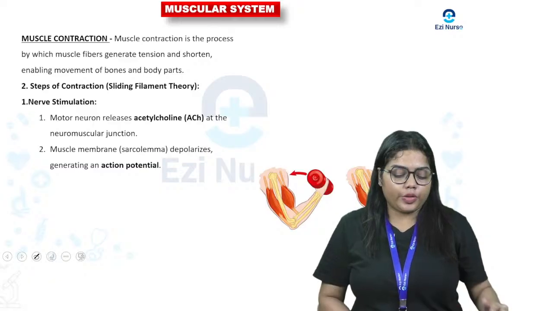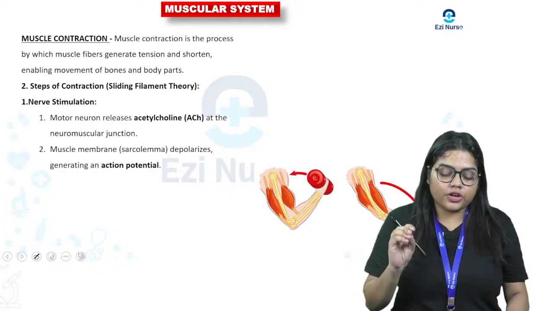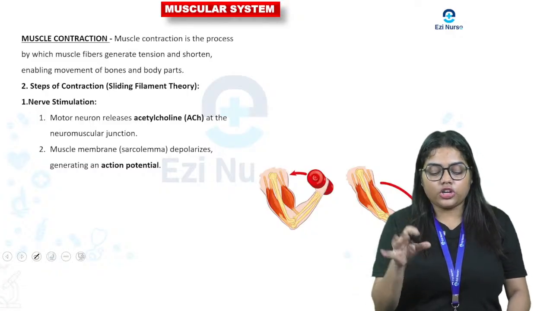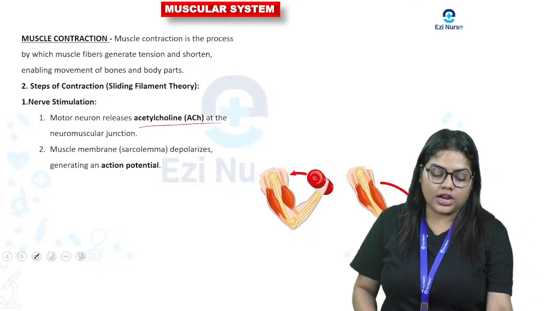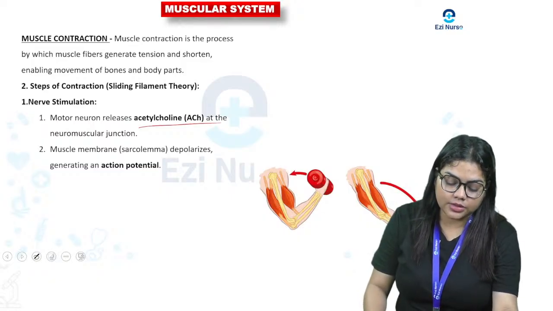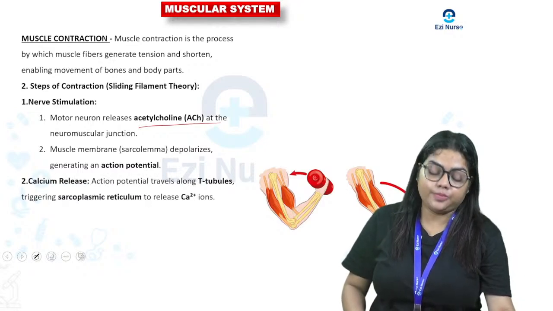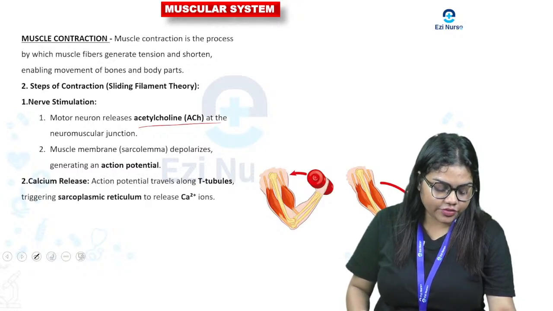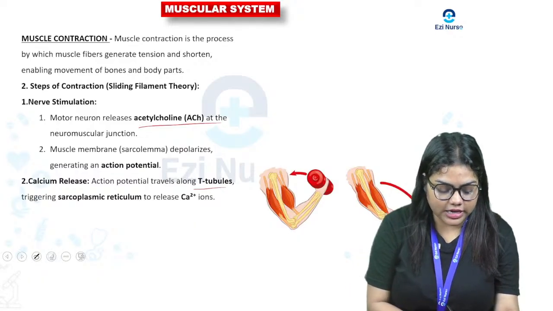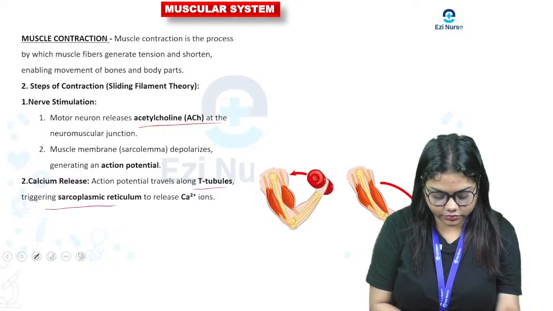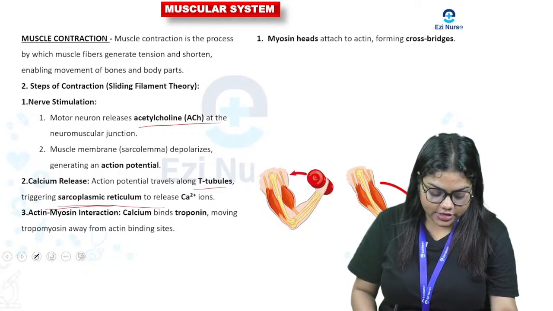So how will it go? First, the sliding filament theory. First, nerve stimulation, where the motor neurons release acetylcholine at the neuromuscular junction, which helps the muscle membrane, or the sarcolemma, to depolarize and generate an action potential. After that, the calcium will be released. The action potential travels along the T-tubules and triggers the sarcoplasmic reticulum to release Ca2+ ions.